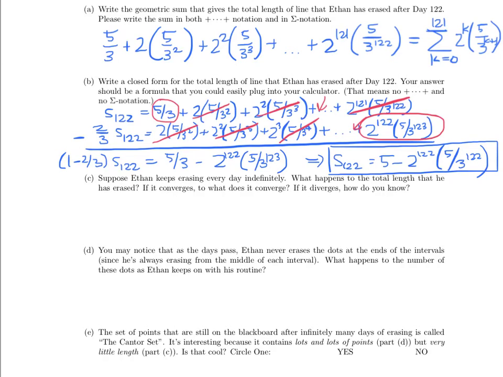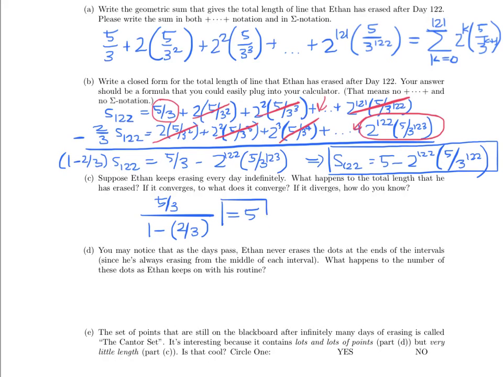It says, suppose Ethan keeps erasing every day indefinitely. What happens to the total length that he has erased? If it converges, to what does it converge? And if it diverges, how do you know? Well, that means that we are considering the entire infinite series, not just the 122nd partial sum. And this is a geometric series whose first term is 5/3 and whose common ratio is 2/3. So we want to use that a over 1 minus r formula to compute it. And we find that formula a over 1 minus r gives us 5.